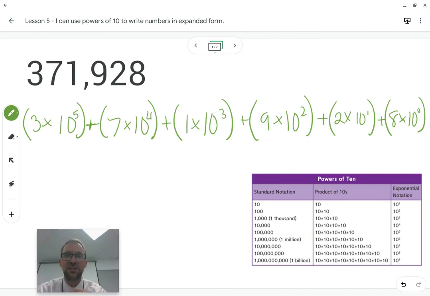Okay, so this is what we're going to practice today. Okay, writing numbers in expanded form that use powers of 10 in exponential notation. Let's get started on the practice work.